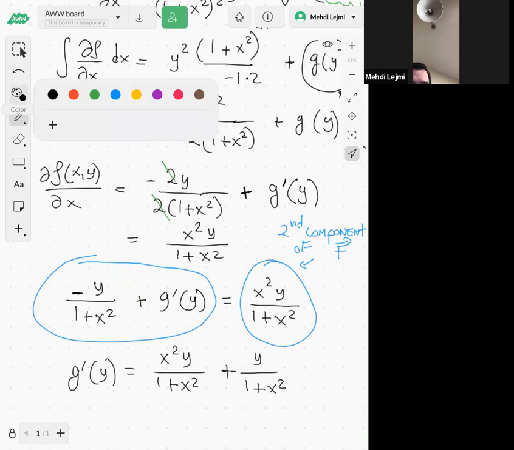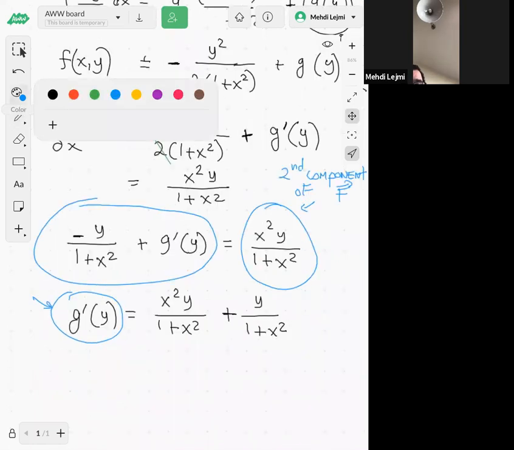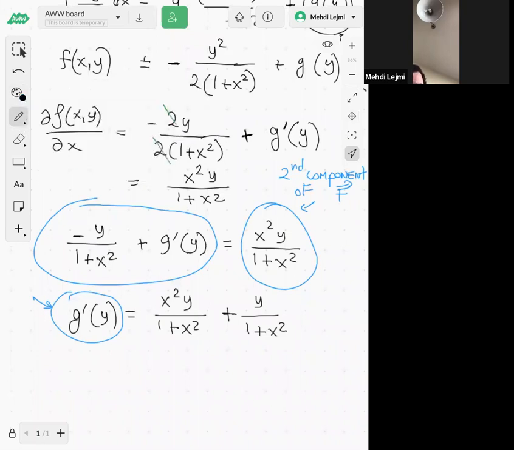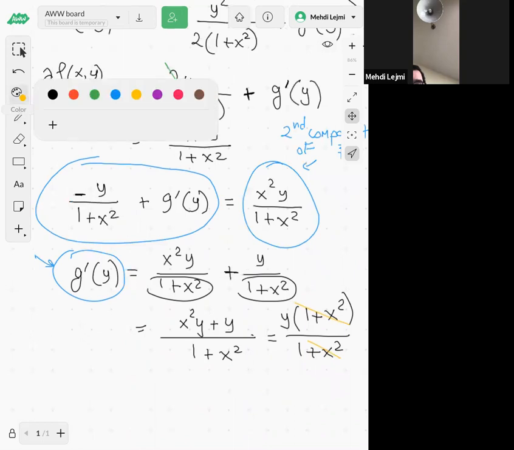So what I'm saying, guys, is that this is supposed to be a function of y. If there's an x left in the expression, then there is something wrong. Here it seems like there is an x left, but there's not, because this is a common denominator, right? So that's x squared y plus y over 1 plus x squared. y is a common factor, so factor out the y. So that's 1 plus x squared over 1 plus x squared, and you see now the 1 plus x squared cancel out. So g prime of y is just equal to y.